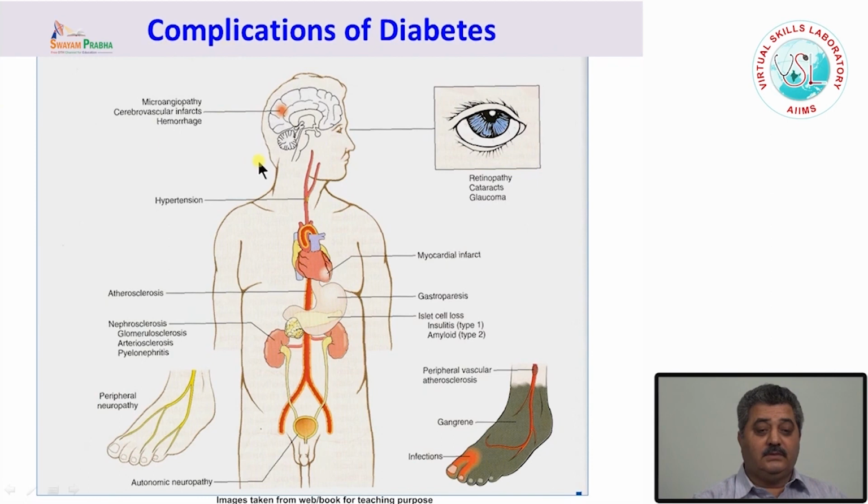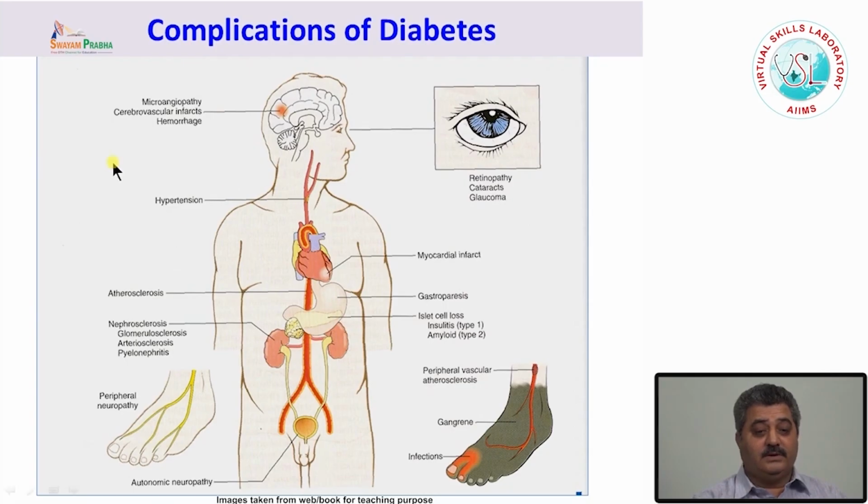Now this cartoon shows the complications of diabetes. Diabetes affects from head to toe, all organs are affected. There is no organ which is not affected by diabetes, and this is a slow damage.